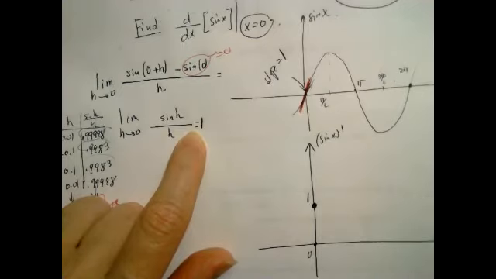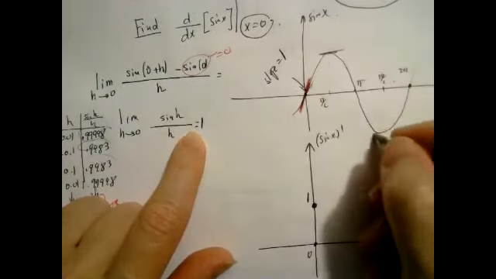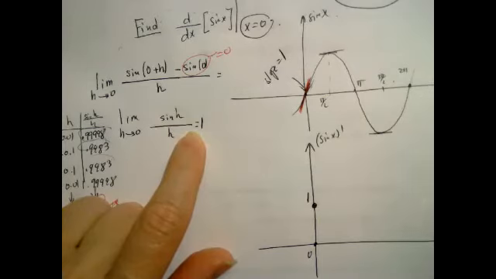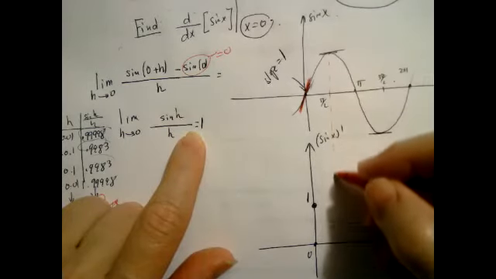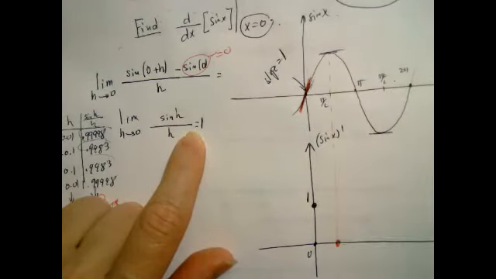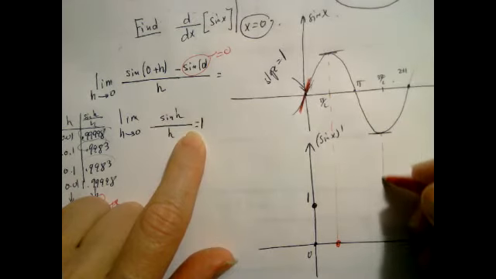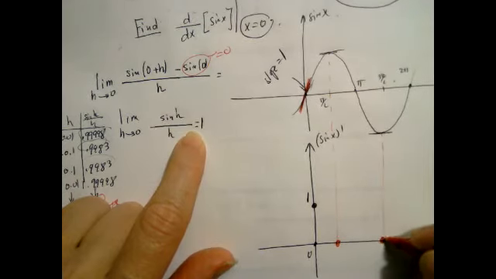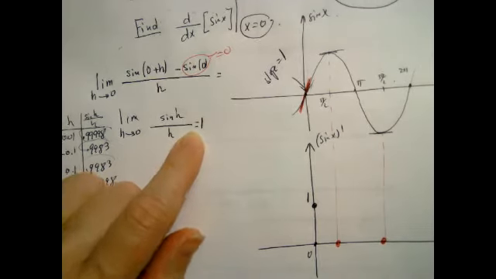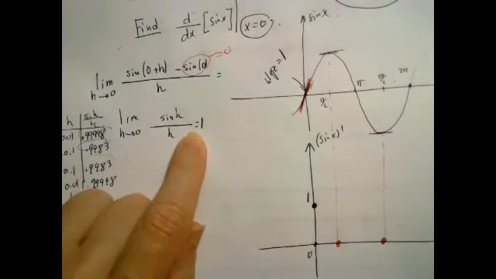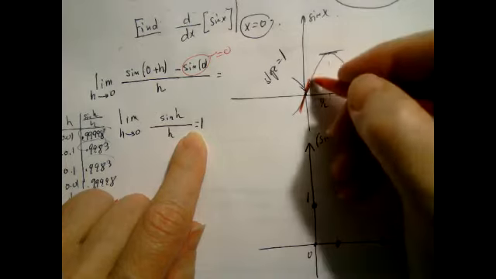What it does, it peaks here, it peaks here. It means at pi over 2, my derivative is 0. At 3 pi over 2, my derivative is 0. Okay, so just a good review of how we sketch the graph of the derivative. And then what's the derivative doing after that?